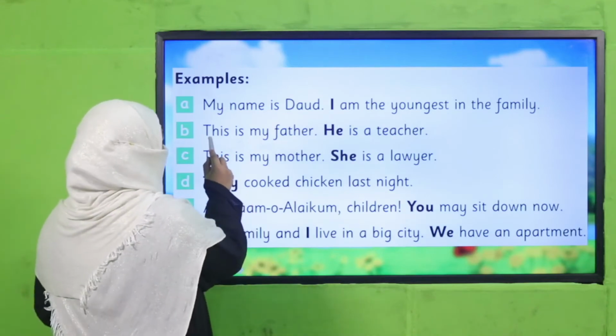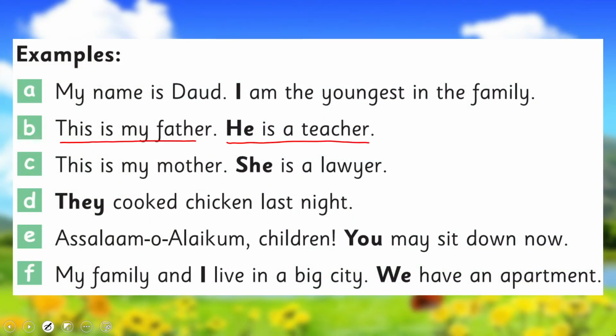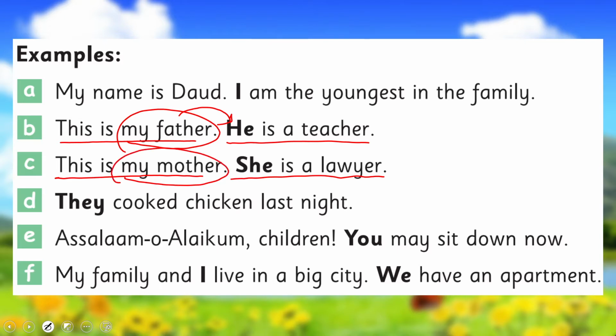Let's read it. This is my father. He is a teacher. Now, who is the teacher? My father is a teacher. This is my mother. She is a lawyer. My mother is a lawyer, and here she is telling us, like this, that she in fact replaces my mother. Okay. They cooked chicken last night.